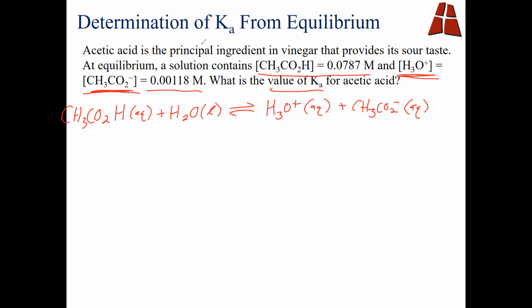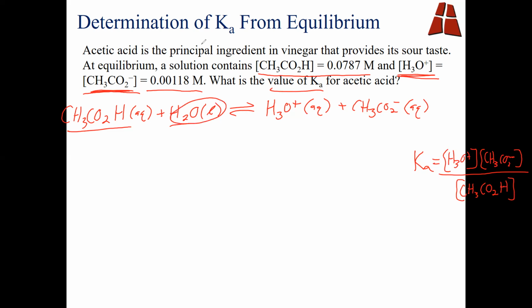Our equilibrium expression can then be Ka, because it's definitely an acid. It's going to be equal to our products over our reactants raised to their powers. And so H3O+ times CH3CO2-. Oops, the minus didn't really show up. And we divide that just by CH3CO2H, our acetic acid, right? We wouldn't include water because it is a pure liquid. And so we don't count that in our equilibrium expression.